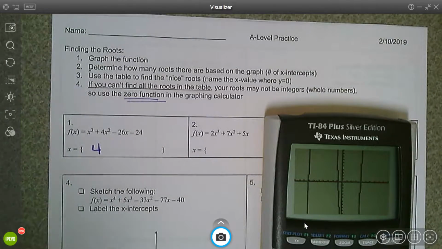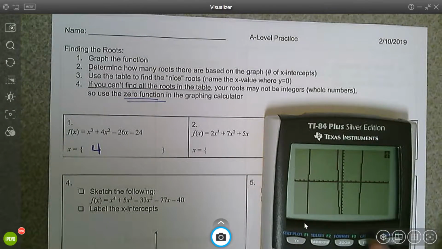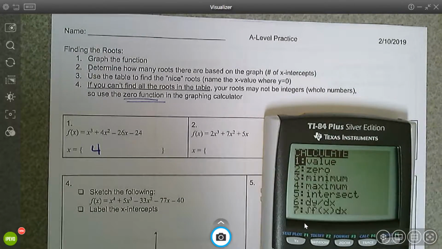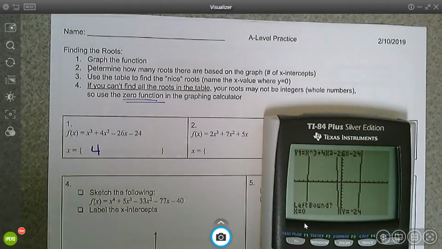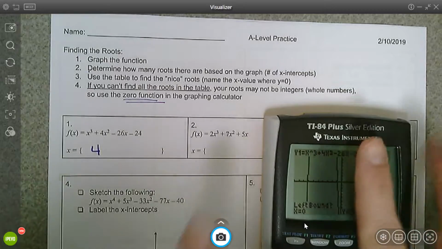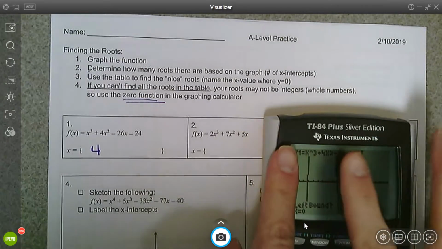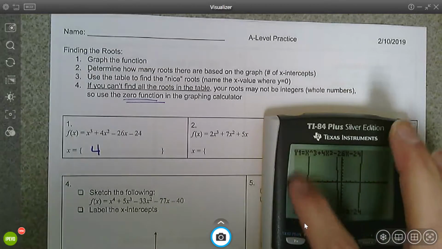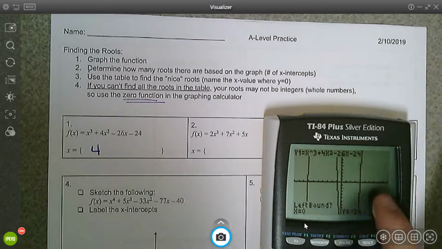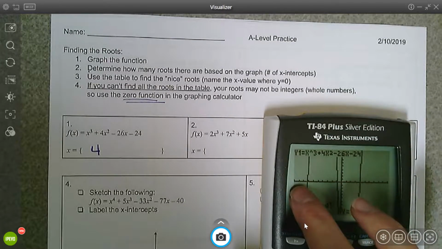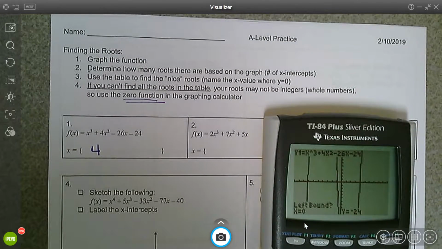So in order to do that, I'm going to hit second and then trace. And then I'm going to press 2 where it says 0. And it says left bound. So what that means is I need to tell the calculator where to look to find this root. I need to say, look between here and here. So when it tells me the left bound, it wants me to pick something over here. Well, I know my window goes from 10 to -10. So I'm going to pick -9 as my left bound, and I'm going to type that in.